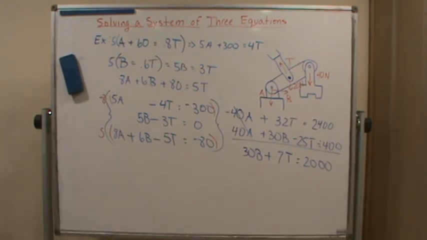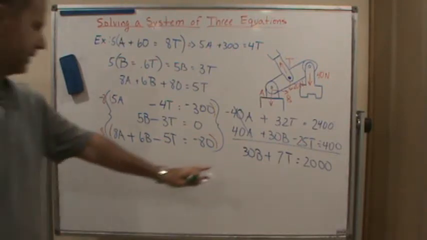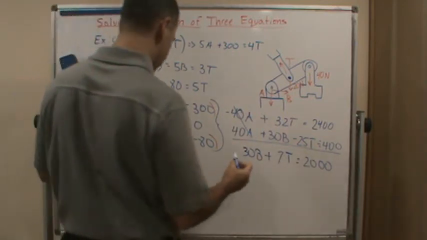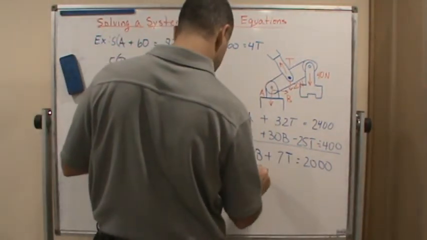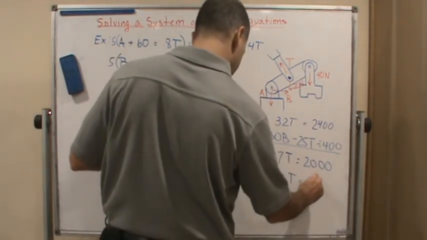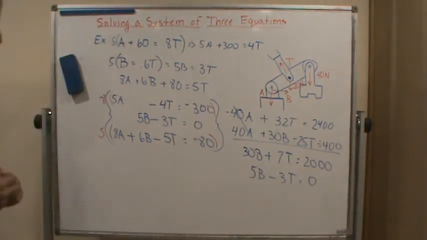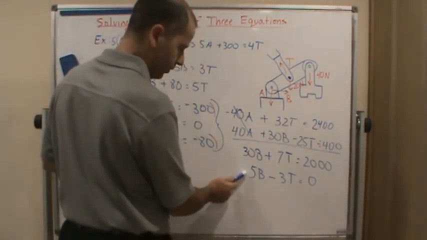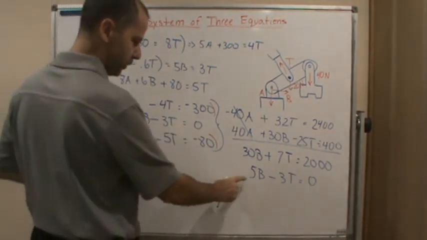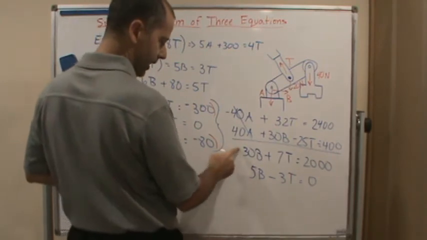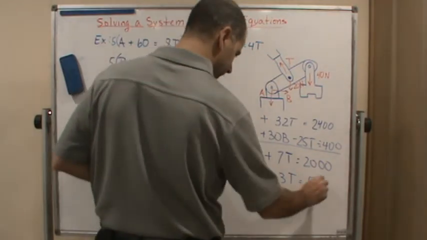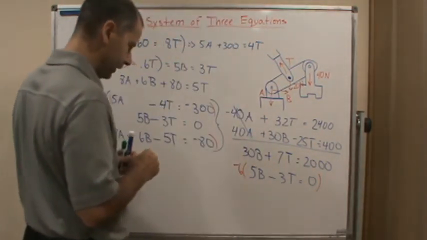Okay, so now we've got B and T, and we've got B and T here. So now we're going to put those together. So we have 5B minus 3T equals 0. And now what I'm going to do is, let's eliminate the B's. This is going to be the easier one to eliminate. If I just multiply the bottom one by negative 6, I'm going to get the same value but opposite signs. So I'm going to multiply this by negative 6.